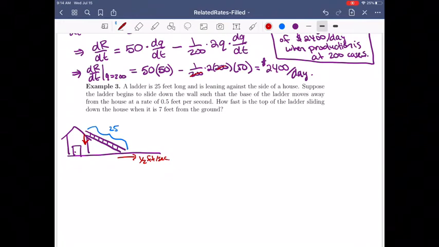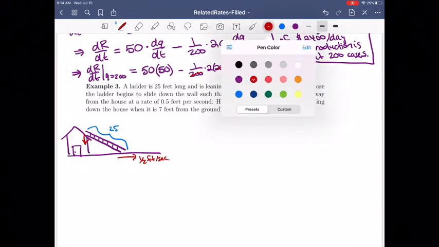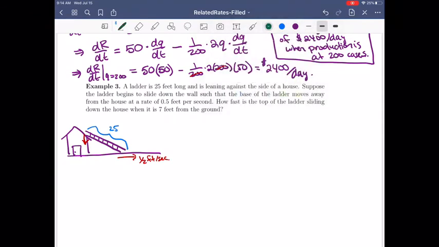So we need some variables. You want to give variables to things that are changing. The distance from the base of the ladder to the house is changing because the ladder is being pulled away from the bottom. So this is getting bigger. And the height of the ladder up the house is getting smaller. So that's also changing. Those are what I'm going to call my variables.